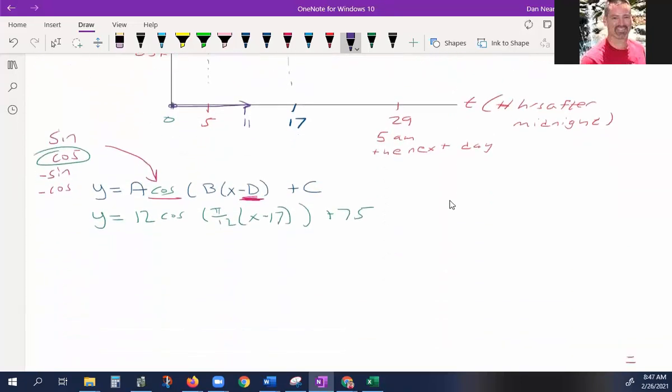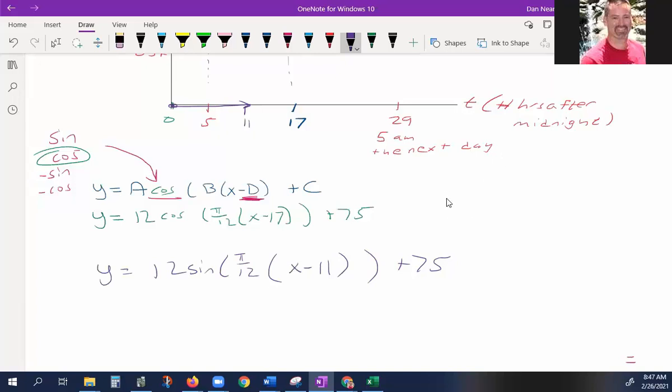So another way of getting a right answer, remember you have to keep all of these other numbers the same. A still has to be 12. B is going to be pi over 12, right? The time that it takes the Earth to rotate is not going to change depending on what model I use. The average temperature is going to be 75 no matter what. And the temperature deviation from the midline is 12 no matter what. So if I was to use a sine function now, it looks like I have to shift to the right 11, so I'll put a minus 11 in there.